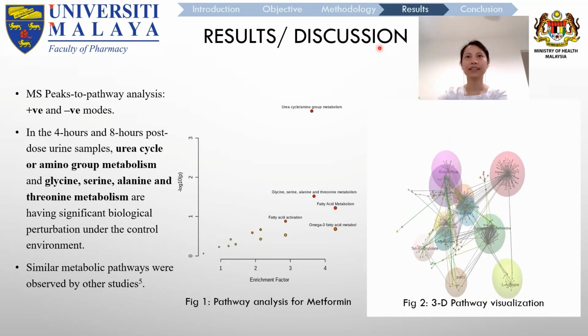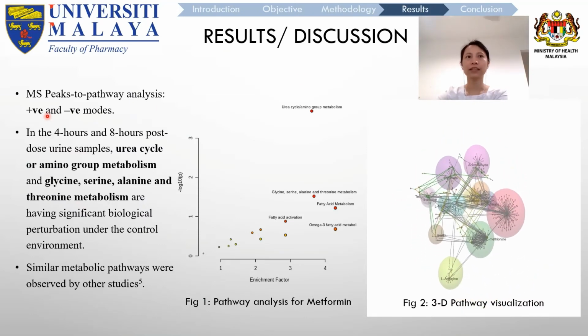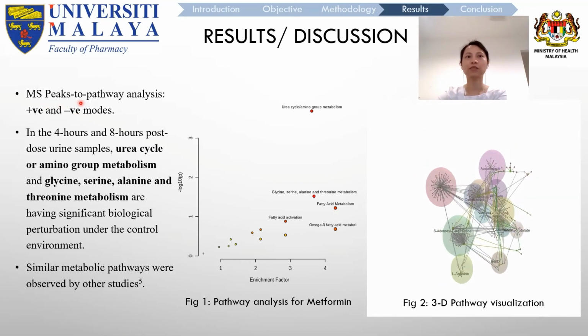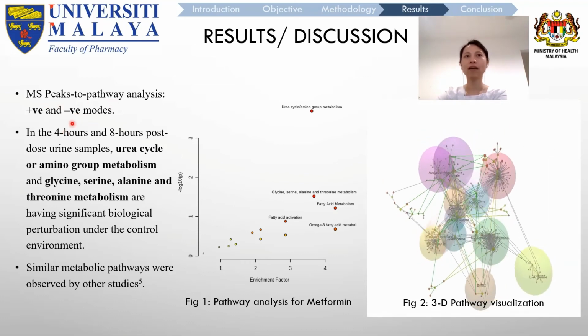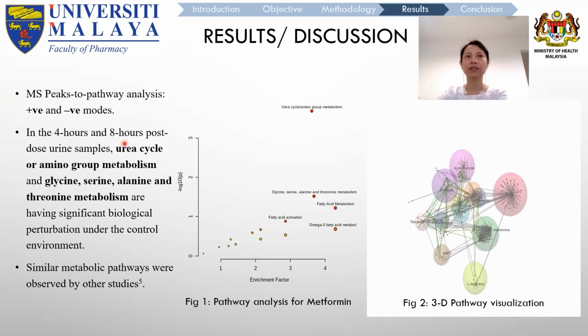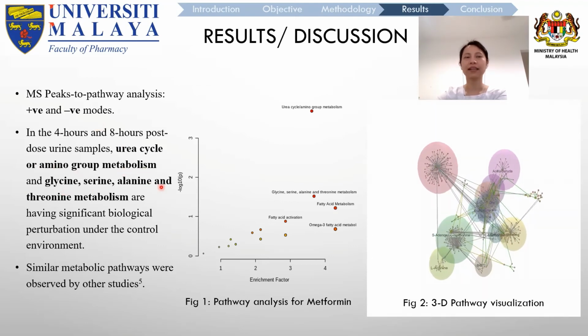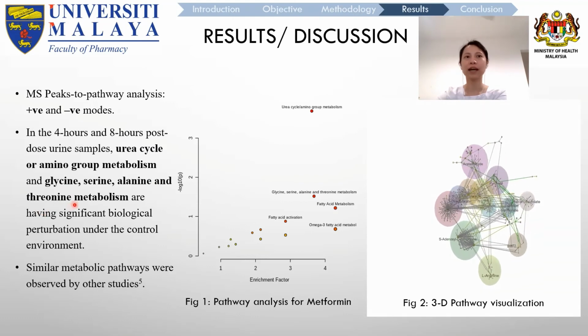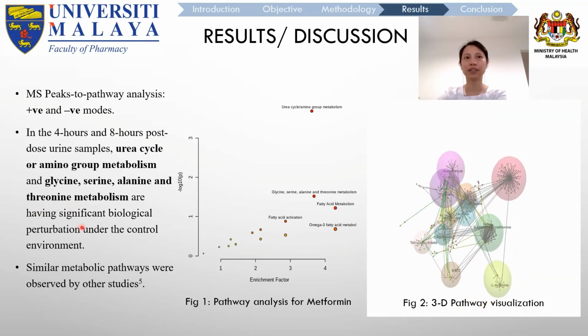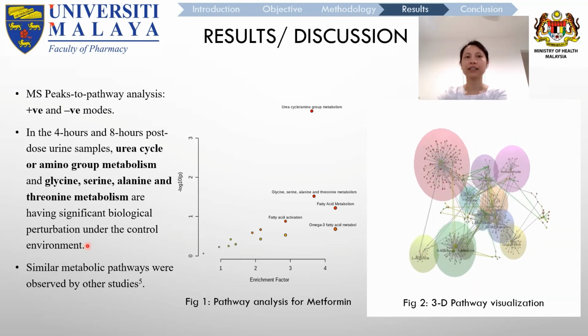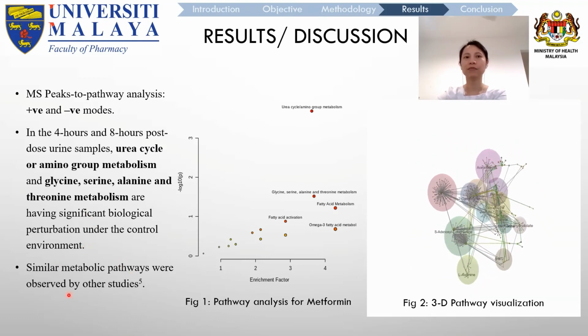Result and discussion. We combine both positive and negative modes from the volcano plots to perform MS-PICS pathway analysis. After 4 hours and 8 hours post-dose, urea cycle or amino group metabolism, and glycine, serine, alanine, and threonine metabolism are having significant biological perturbation under the control environment after metformin administration. Similar metabolic pathways were observed by other studies.